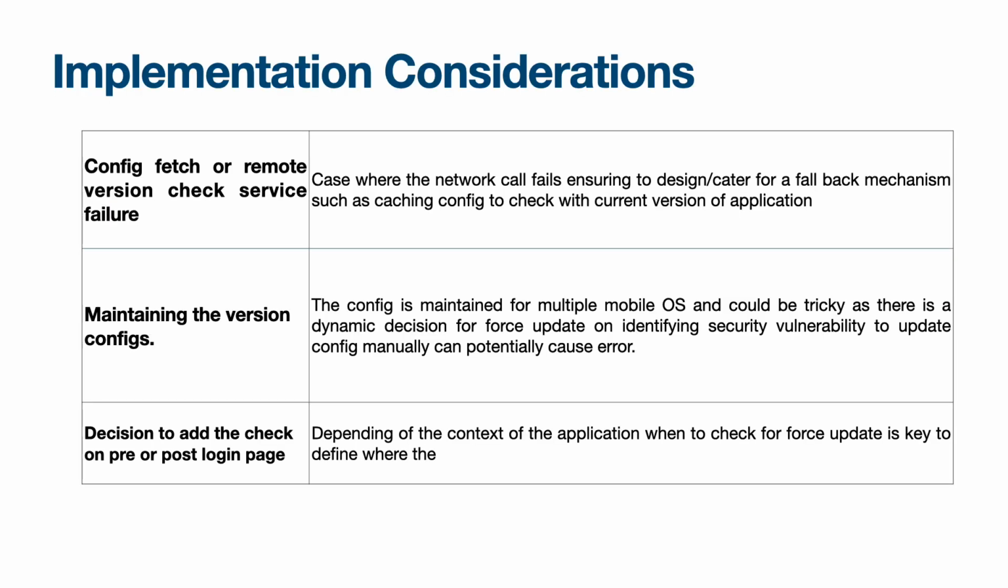Now, let's look into some of the key considerations during implementation. Network calls are bound to fail. Therefore, having a fallback mechanism where caching the previous config would help to do an app version check and take appropriate action. There are different thought processes, but the idea is that there should be a fallback mechanism in case of a network failure.